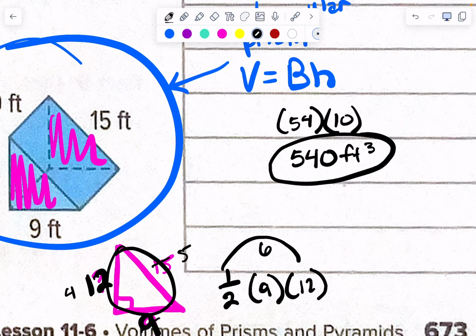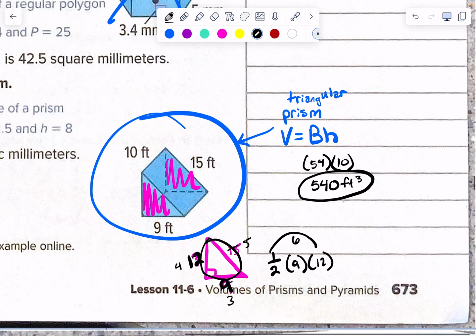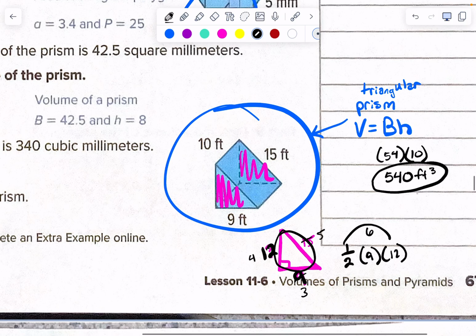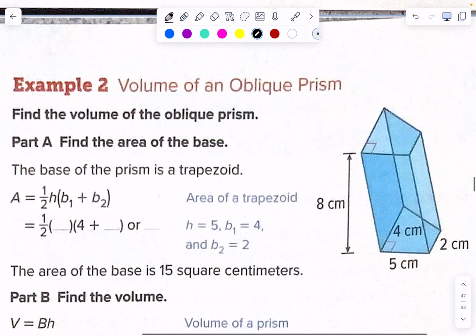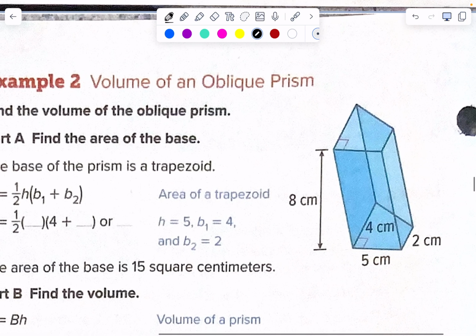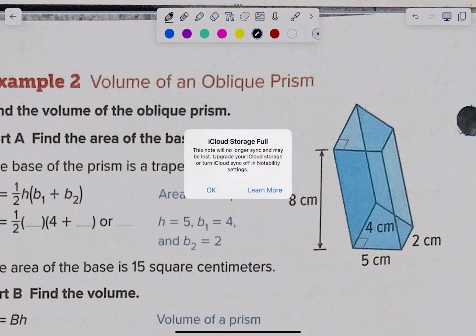Did you notice I did all of that without a calculator? Try your very best to do as much as you can without a calculator. So that is a prism, okay? That is a triangular prism. The bases are the front and the back in that case, okay? Good? All right, next.